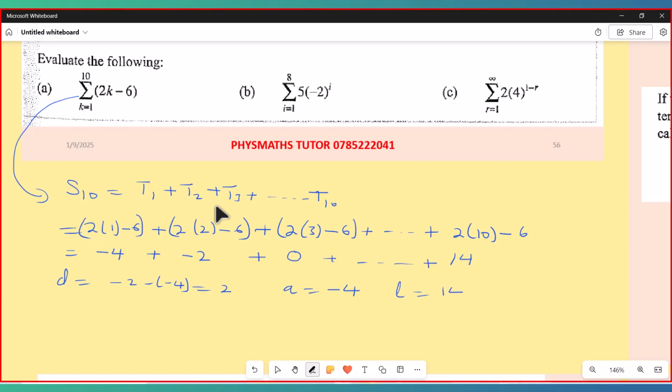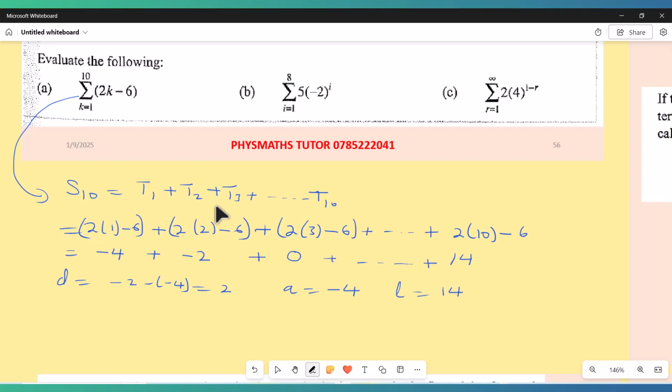It is 14, okay. So we're going to use which formula here? Sum formula. Is it for arithmetic or geometric? It is for arithmetic, ne? It's for arithmetic, so yeah.